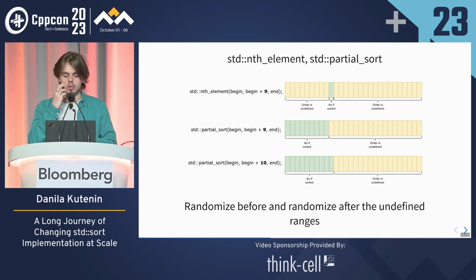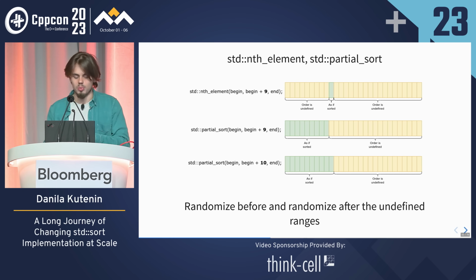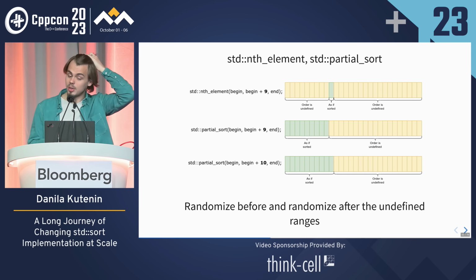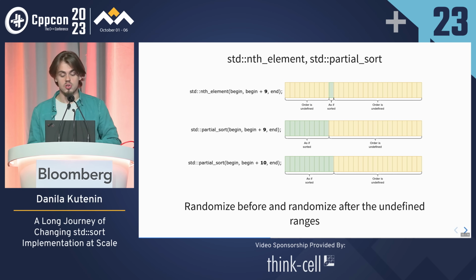And it promises to order the elements in a way that this middle element is put into the array as if it was sorted. For partial sort, the first elements up to this iterator will be sorted, and a fun fact is that nth element of begin plus 9 has the element sorted only for partial sort with begin plus 10. So this plus minus 1 is actually very tricky, and we found a lot of bugs when we decided to randomize the ranges where the order is undefined. For nth element, the order of both parts is undefined.